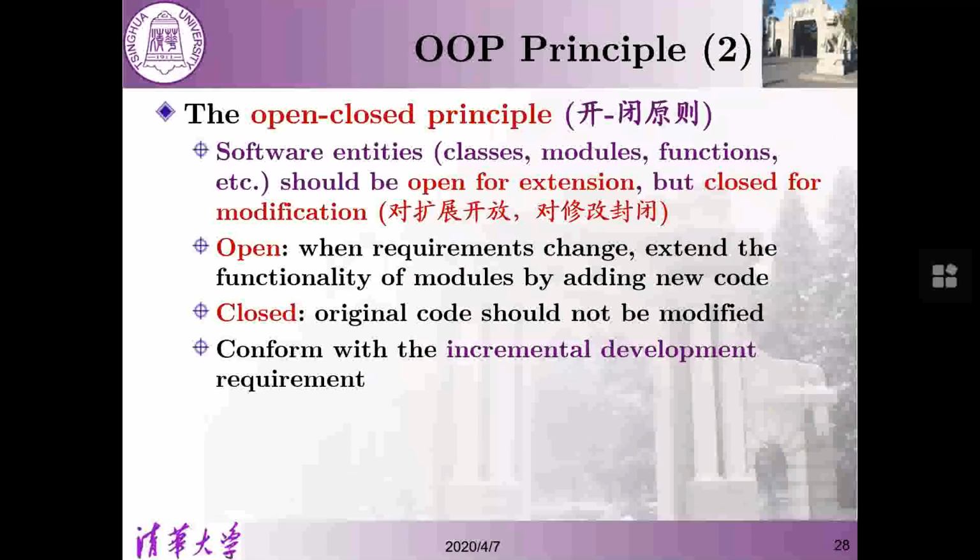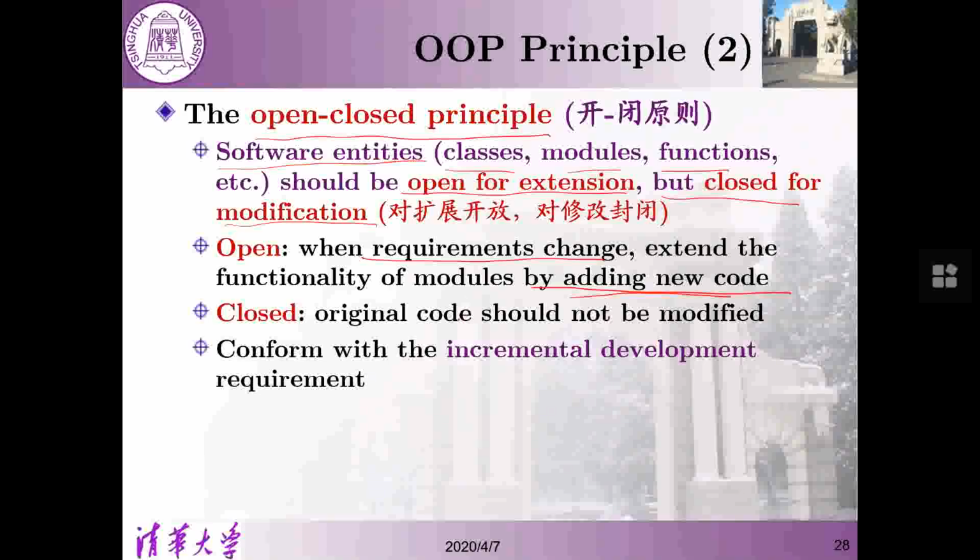Okay. Then another one is the open-close principle. Actually, the open-close principle means software entities, classes, modules, functions, etc., should be open for extension, but closed for modification. Open for extension means add new code. Closed for modification means we should not modify existing code. So when the requirements change, we add new code.